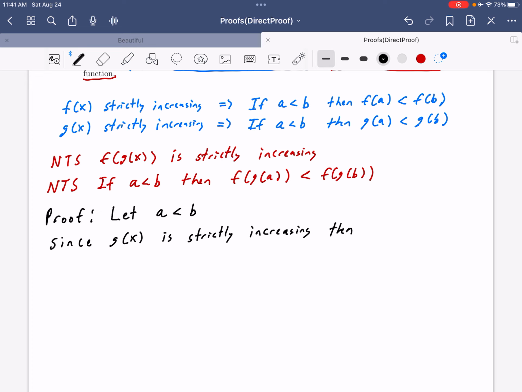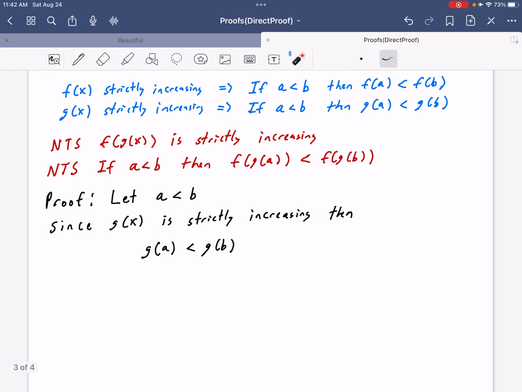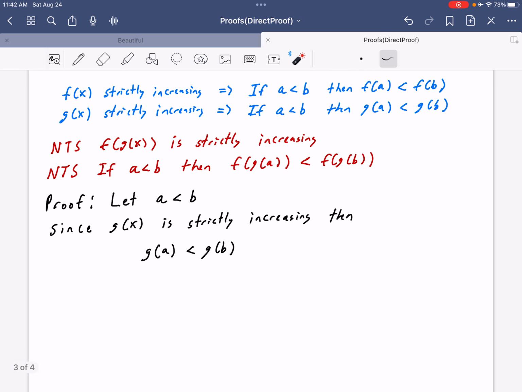then, and of course you could use an implies arrow, right? You could write something like this if you want to be a little fancier. So since g of x is strictly increasing, then we know g of A is less than g of B. So we're applying the definition of what it means for g of x to be strictly increasing. We're assuming A is less than B, so we automatically know that g of A is less than g of B. Now, at this point, we sort of want to apply the f function here. It's up to you, I think, stylistically, how you want to proceed here.